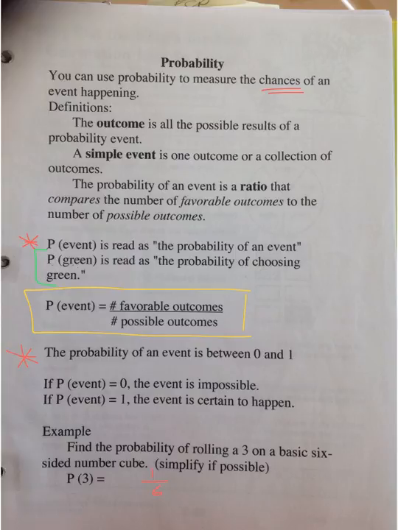If I were to say, what's the probability of rolling an even number? Well, it's still 6, and you have 2, 4, 6. You have 3 even numbers, so it would be 3/6 or 1/2.